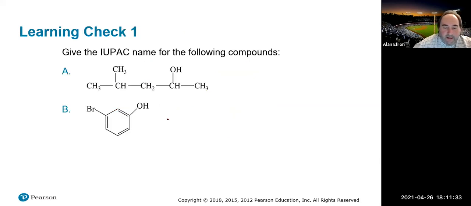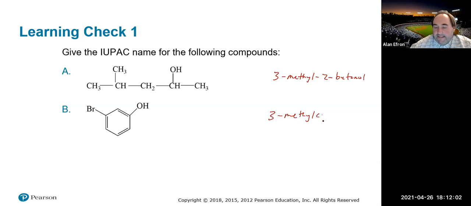So why don't you try a couple more here? And also, why don't you draw the structure for 3-methyl-2-butanol? And also, why don't you try 3-methyl-cyclohexanol? All right, take a couple minutes and see what you come up with here.